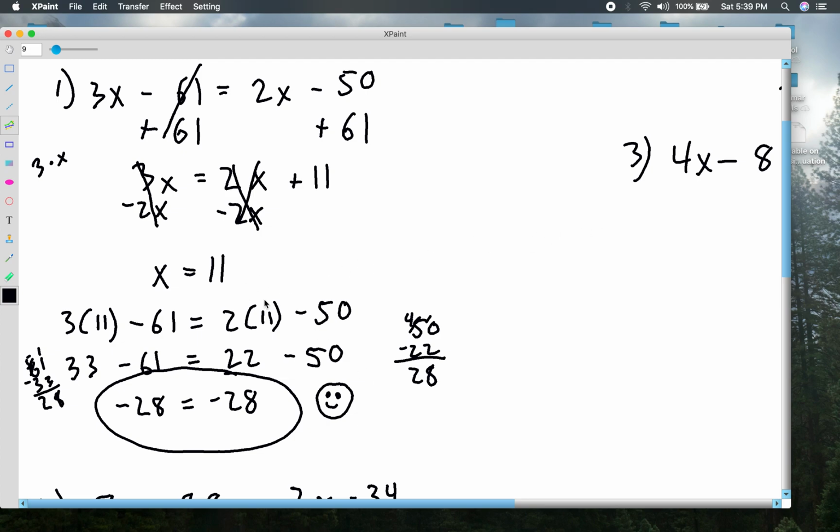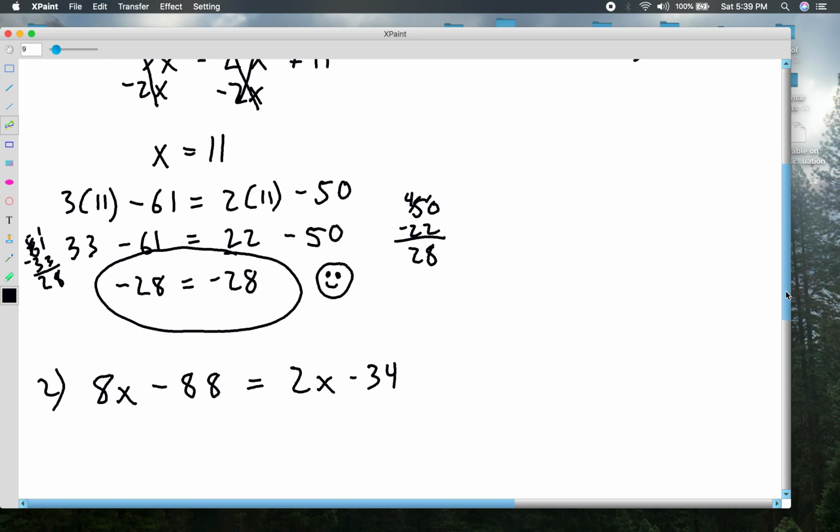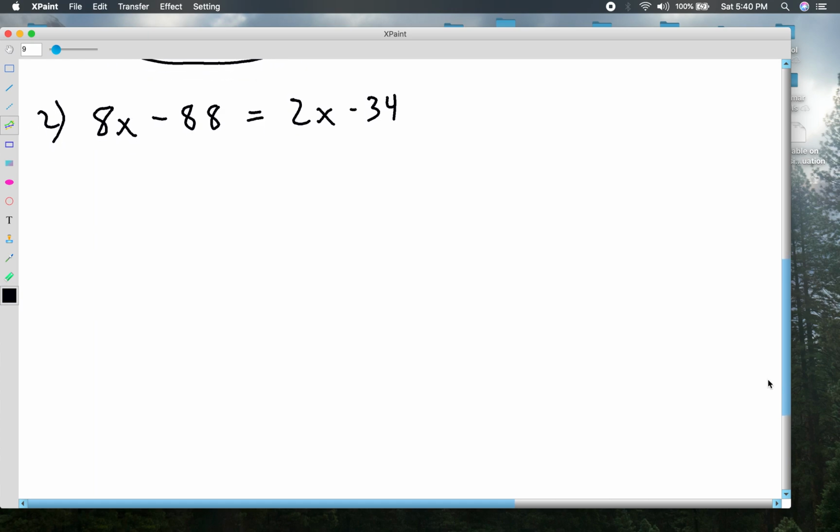Remember, in algebra, you can check your work. You never need a teacher. All you have to do is plug your variable back in and work through the equation and see if you get balance on both sides. And if you do, you are correct. So negative 28 equals negative 28. x equals 11 is my answer. All right, let's do the next one.